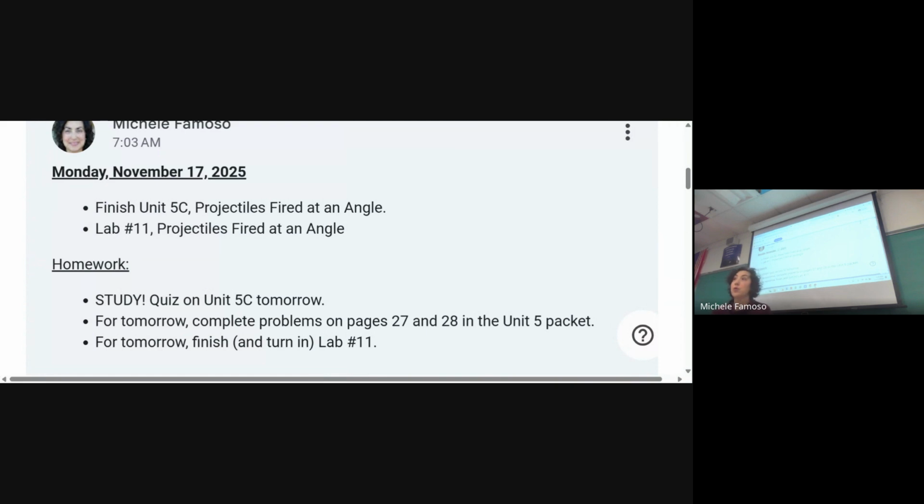Then we'll finish up the questions in your packet dealing with angled projectiles, and then we're going to do a PhET simulation lab with an angled projectile. This will complete the unit, which means that for tomorrow, you have to get pages 27 and 28 done to get you ready for the quiz on angled projectiles. And then tomorrow, I will give you the review assignment to get you ready for the unit test. The unit test on this I'm planning will be on Monday next week.